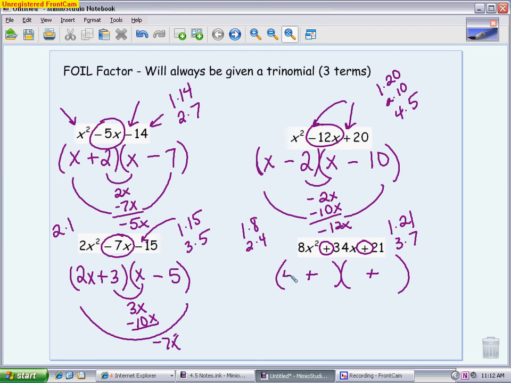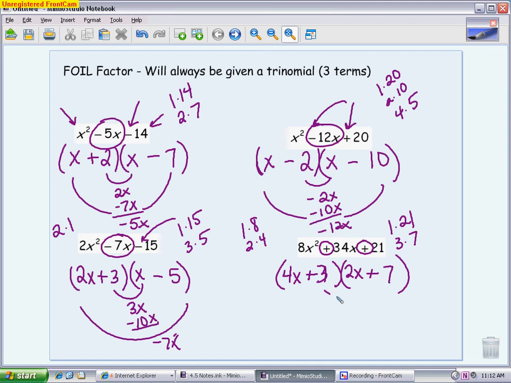It is 4x plus 1 and a 2x, oh sorry, I'm on the wrong place, 4x plus 3 and a 2x plus 7. So 4x plus 3, 2x plus 7. So I went with the 4 and the 2 to get me the 8, and I went with the 3 and the 7 to get the 21.